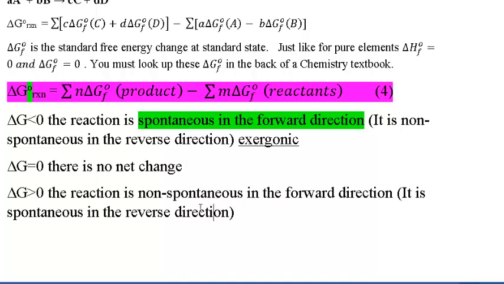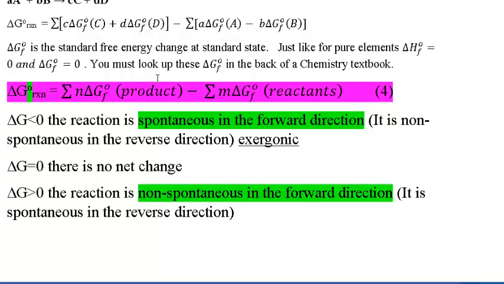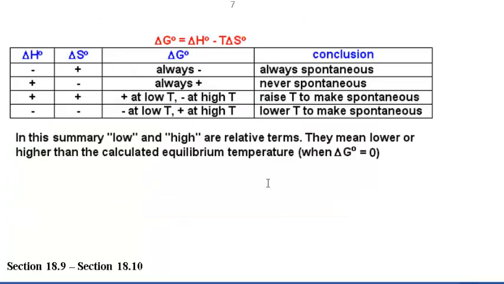Finally, if your delta G is positive, that means it's non-spontaneous in the forward direction. We also call that endergonic, and the reaction is endergonic. Now, if it's non-spontaneous in the forward direction, in the reverse direction it is spontaneous. So the reaction is a no-go in the forward direction. The reaction is a go in the opposite direction. Kind of like enthalpy: an endothermic reaction, if you flip it, becomes exothermic. Conversely, if the reaction is exothermic, if you flip the reaction, it now becomes endothermic.